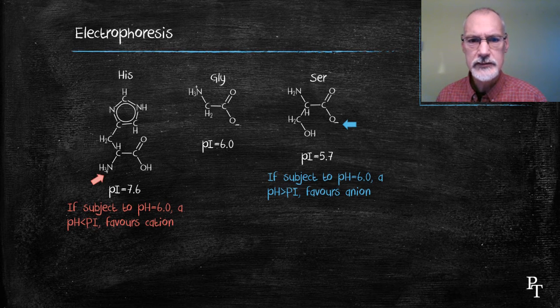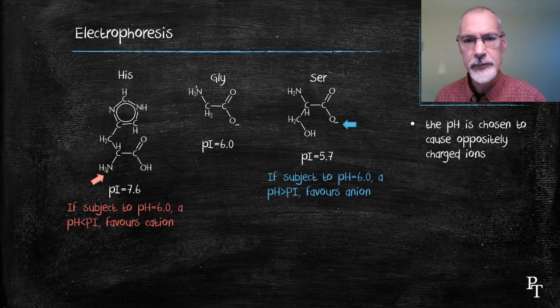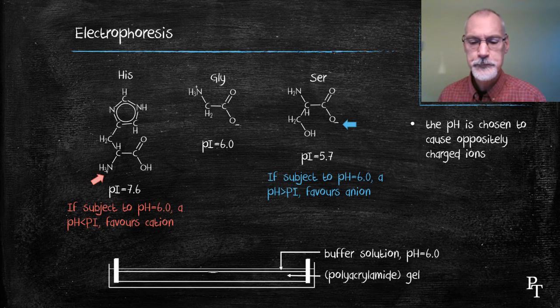So in the first step of electrophoresis, I want to operate my experiment at a pH which will allow me to separate my components into positive and negative and even perhaps neutral ions. Let's take a look at the equipment. Electrophoresis consists of a gel, usually made of polyacrylamide, and into that gel I will essentially place my amino acids. They're then immersed in a buffer solution whose pH I've carefully chosen, and in this case pH 6, to allow me to create differently charged ions.